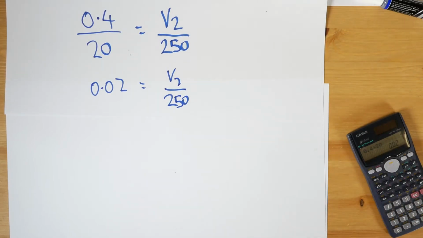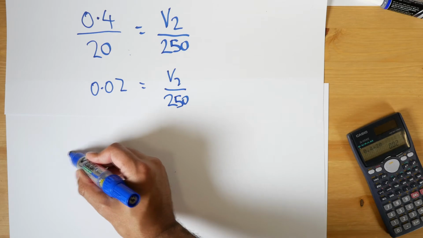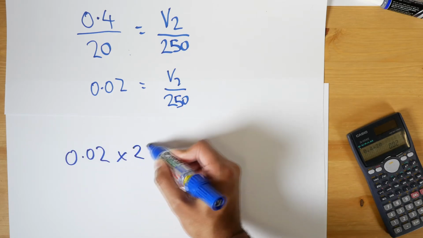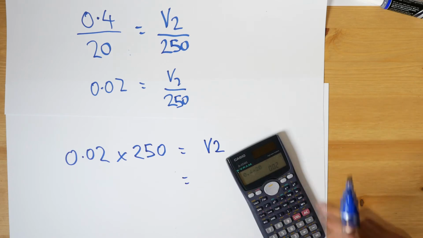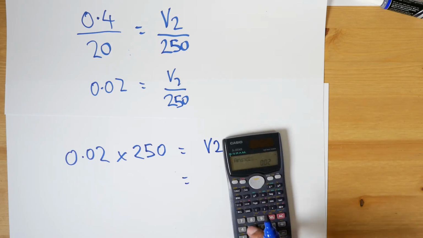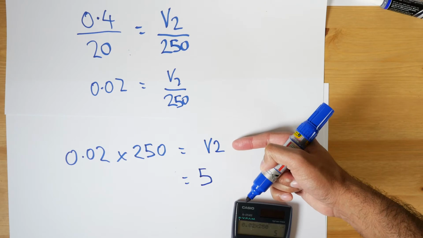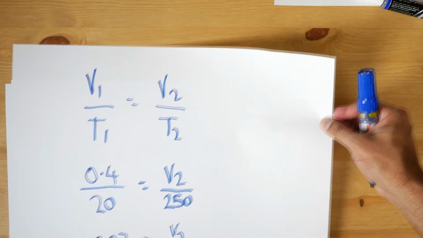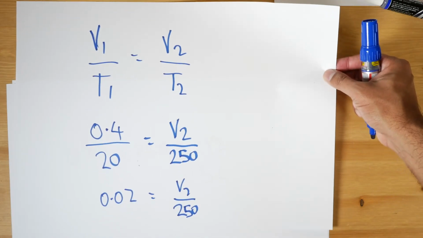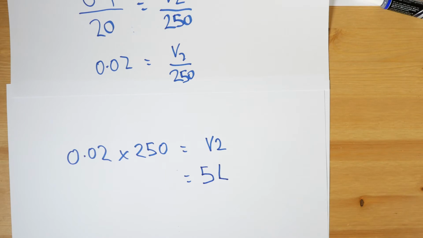So we got that much. What we then do is this. This divided by 250 goes over there and it becomes times 250. So you end up with 0.02 times 250, which equals V2. So then we just work that out. 0.02 times 250 equals 5. And you have to use the original unit that was for V1, and that's in liters. So this is also going to be 5 liters. And it's as simple as that. So this is how we started it off: with the equation, first of all, put in the numbers. I worked out this side first, and then I dealt with that by doing it like that.